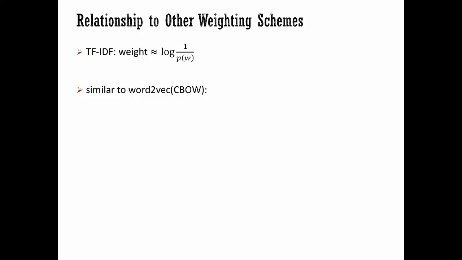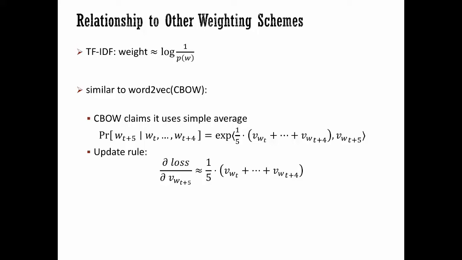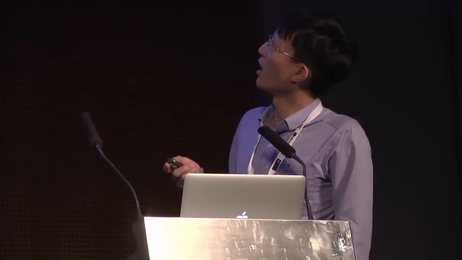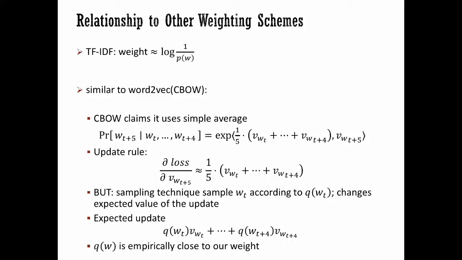This is also similar to word2vec actually. In word2vec, the vanilla version is that you use the average of the word vectors and the inner product with the new word vector and take the exponential. That's the probability, and that corresponds to the update rule: if you take the gradient and ignore the partition function, the gradient will be just the average of the word vectors. However, in the actual paper, they have some sampling technique to simplify the computation of this average. The sampling technique is that we sample the word vector according to some function Q of W, which only depends on the word.